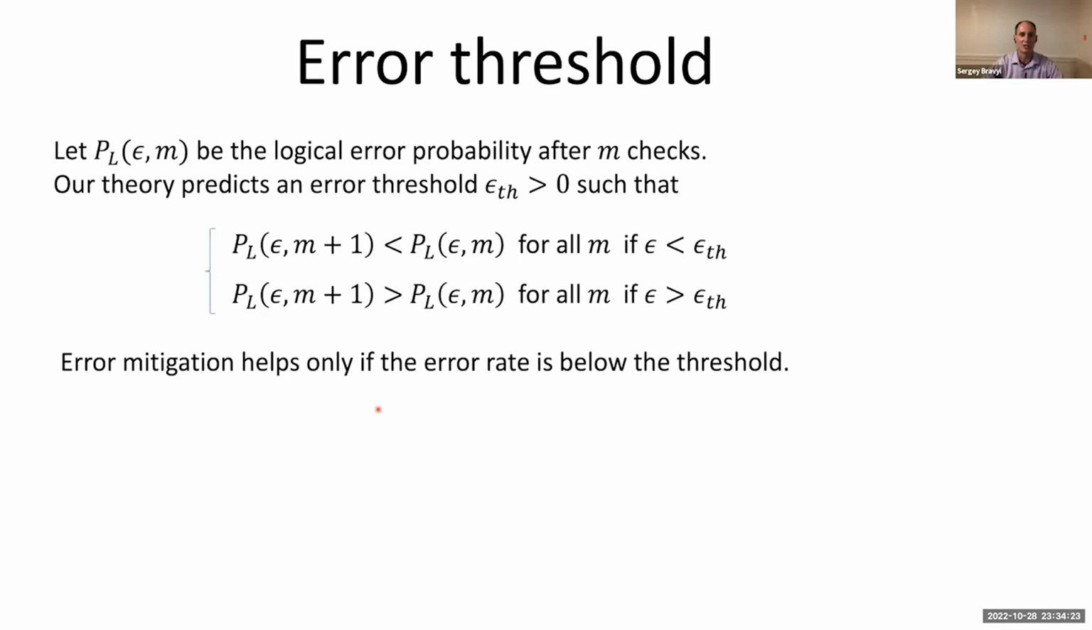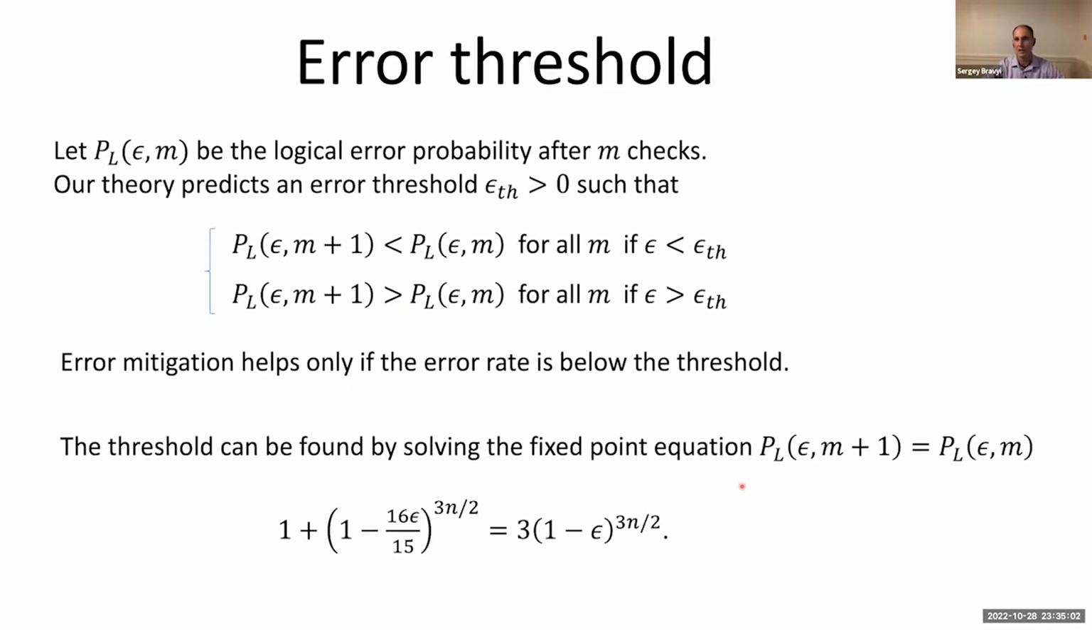So our theory predicts that error mitigation based on Pauli checks works only if the error rate is below a certain threshold value. If the error rate is below the threshold, the logical error probability is monotone decreasing as we add more Pauli checks. And if we are above the threshold, then the logical error probability is monotone increasing. So error mitigation only makes things worse. And the threshold error rate can be found by solving this fixed point equation.